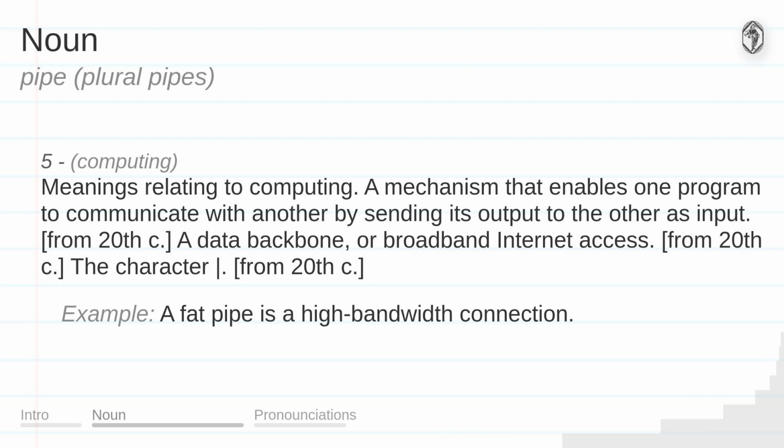A mechanism that enables one program to communicate with another by sending its output to the other as input. From 20th C. A data backbone, or broadband internet access. From 20th C. The character, from 20th C. Example: A fat pipe is a high bandwidth connection.